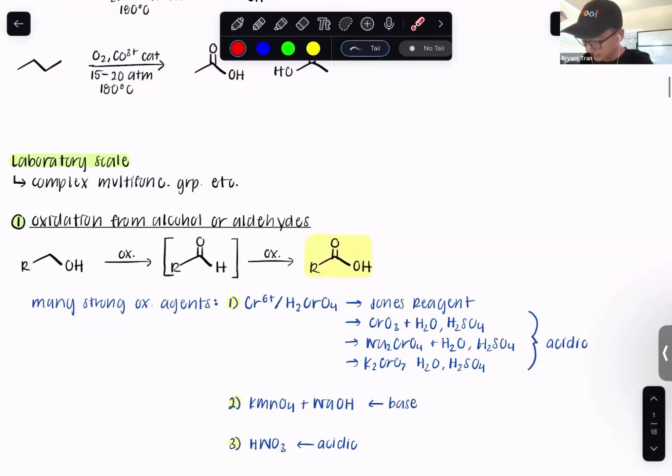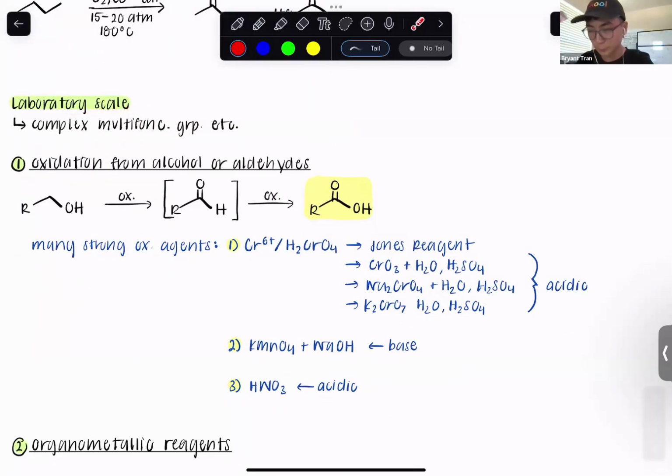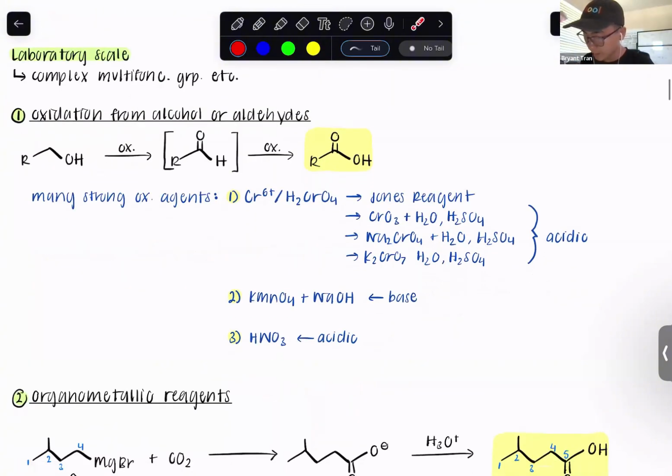And in laboratory scale, we could produce a mass amount of carboxylic acids when researchers need it. And that's just a conceptual thing right there.